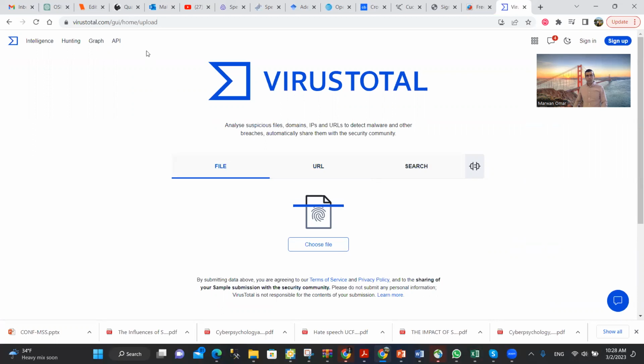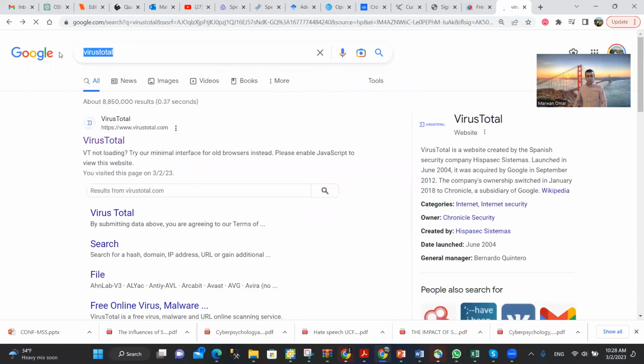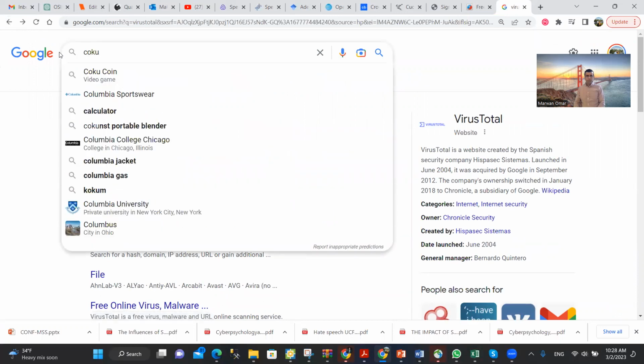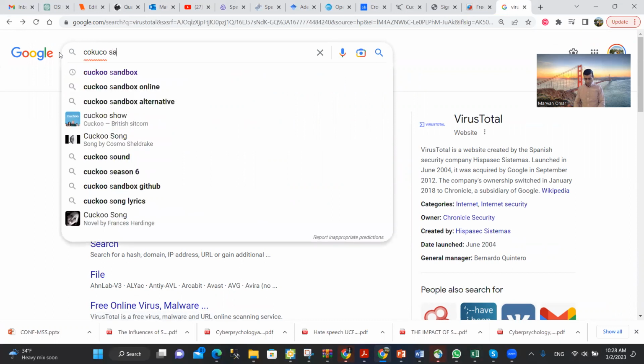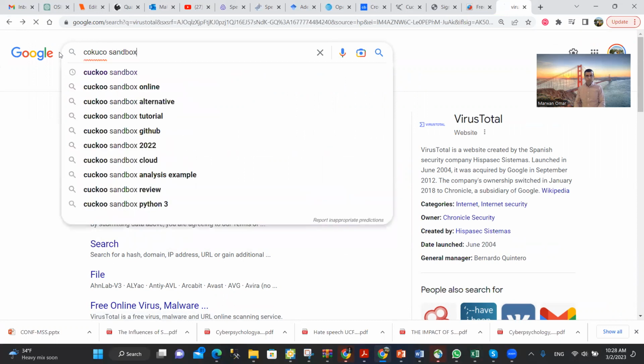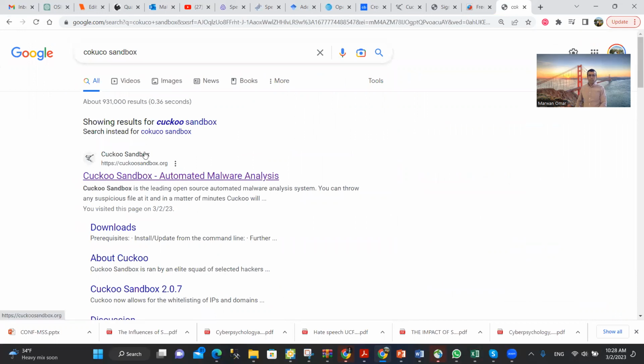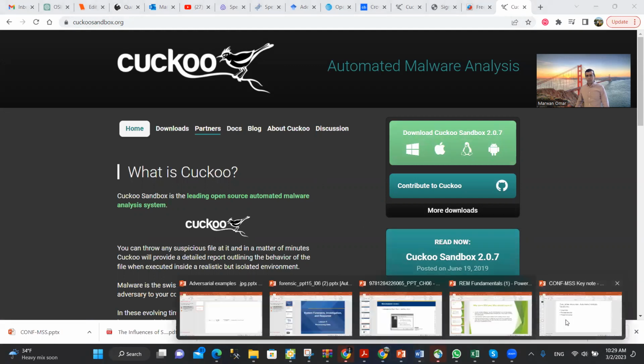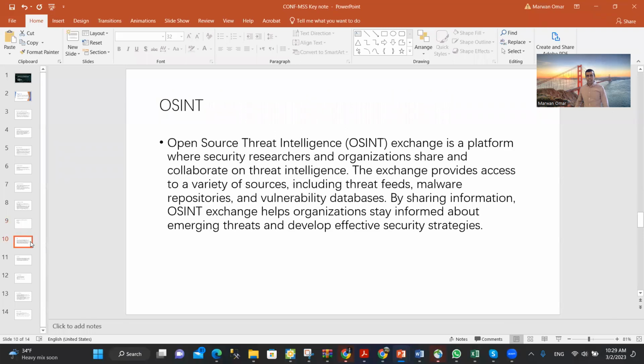And we have also, for example, Cuckoo Sandbox. So this is another tool or website for automated malware analysis. And there's the cloud version, or you can even download this sandbox onto your own system. So plenty of tools are available for us to conduct malware analysis.